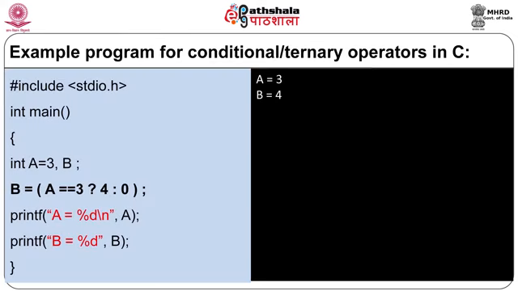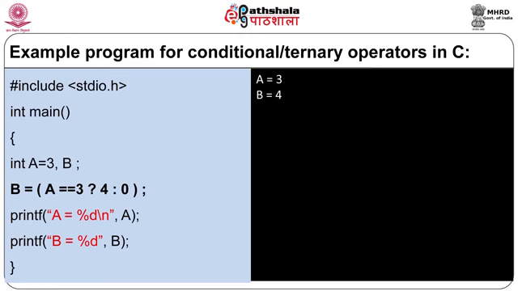Now, here I have given one simple example, a simple program on the conditional operator. You can see in this program A is 3, that is an integer, and B is also an integer. Now, you can see the expression. In the expression, I am using the conditional operator along with the assignment operator. In the conditional operator, I have written A double equal to 3 question mark 4 colon 0.